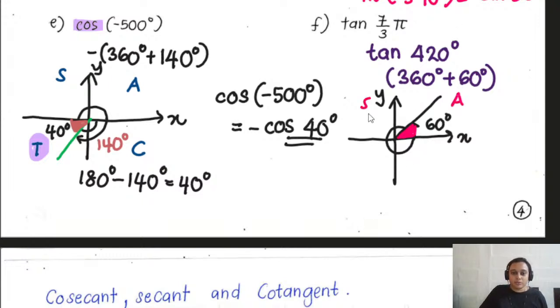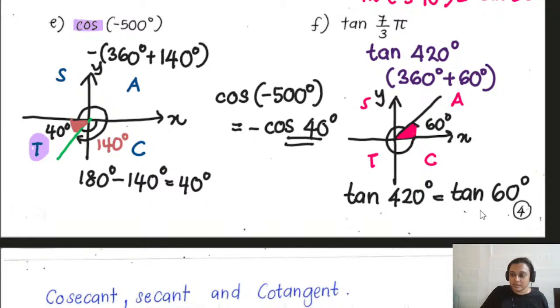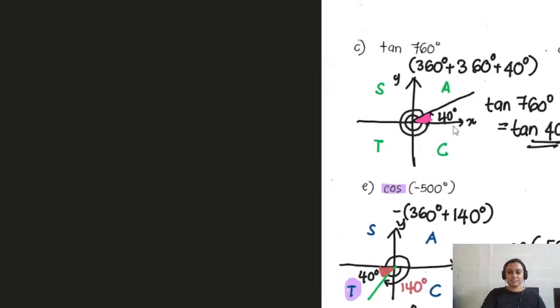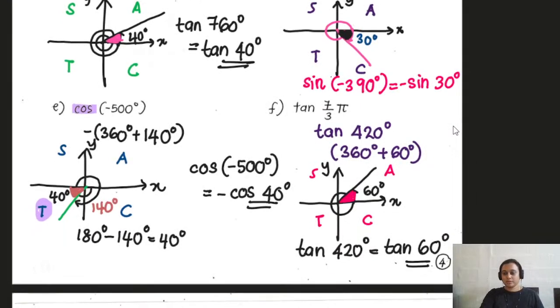Okay, Ali stole the cat. Okay, A means all positive. Betul tak? Semua positif. Jadi, tangent 420 is equals to tangent 60. Let's double check. Tangent 60, yes, you get square root 3. So yay, finally we finish drawing, representing, melukis.